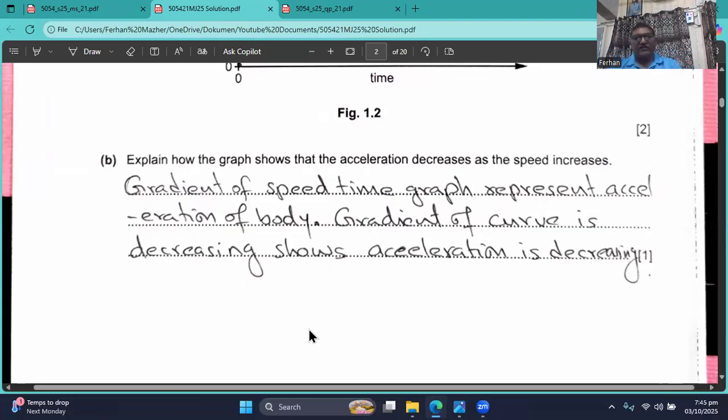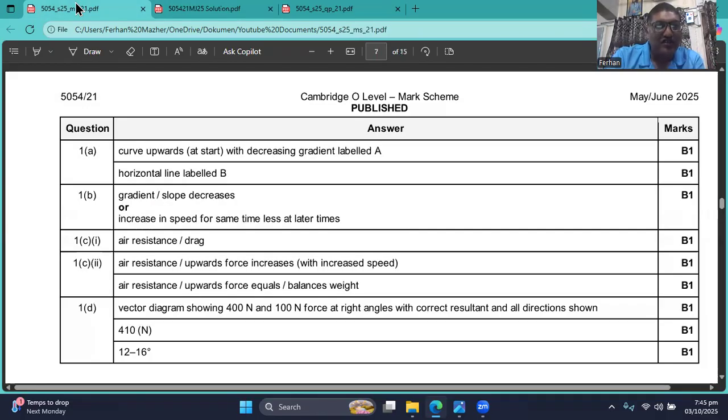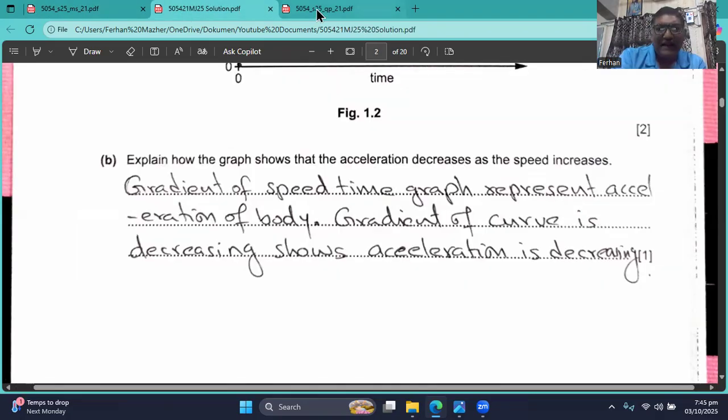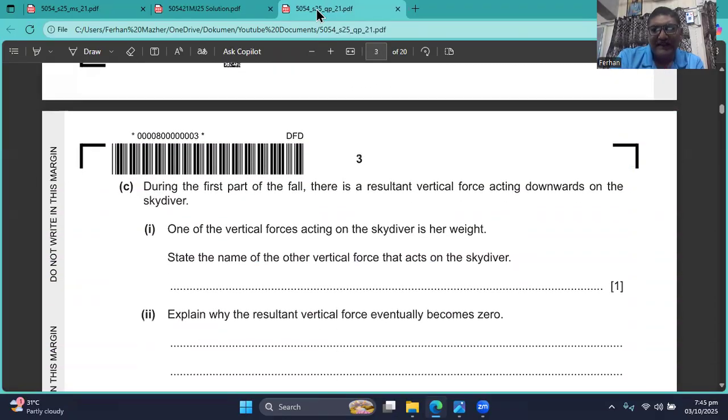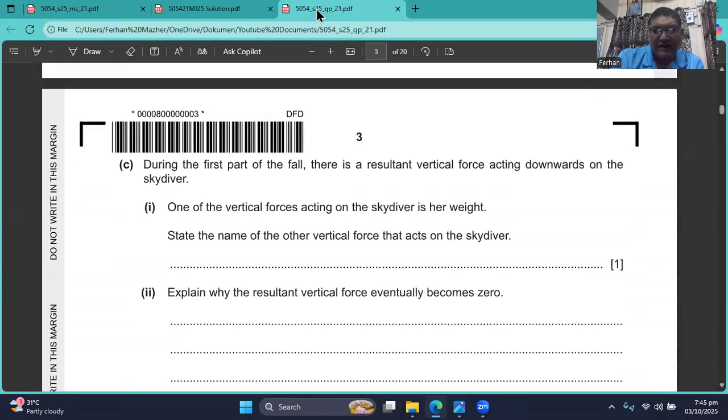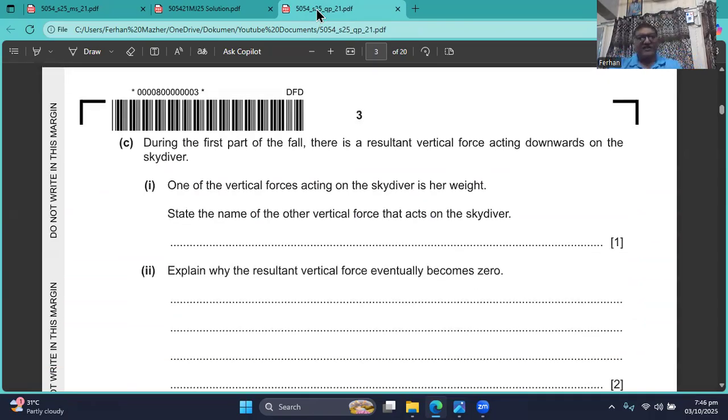The gradient of the speed-time graph represents the acceleration of the body. The gradient of the curve is decreasing, which shows acceleration is decreasing. But the graph is still going upward, which means the speed is increasing. So it's a 1 mark question. The gradient or slope decreases, or the increase in the speed for the same time is less at later times. Okay, so every time the gradient is decreasing but the graph is going upward, which means that the speed is increasing, but the acceleration is decreasing.